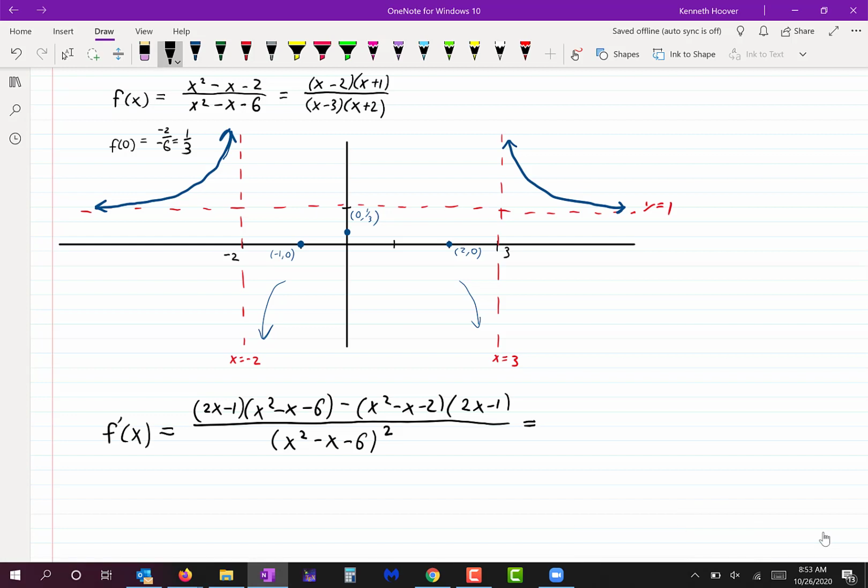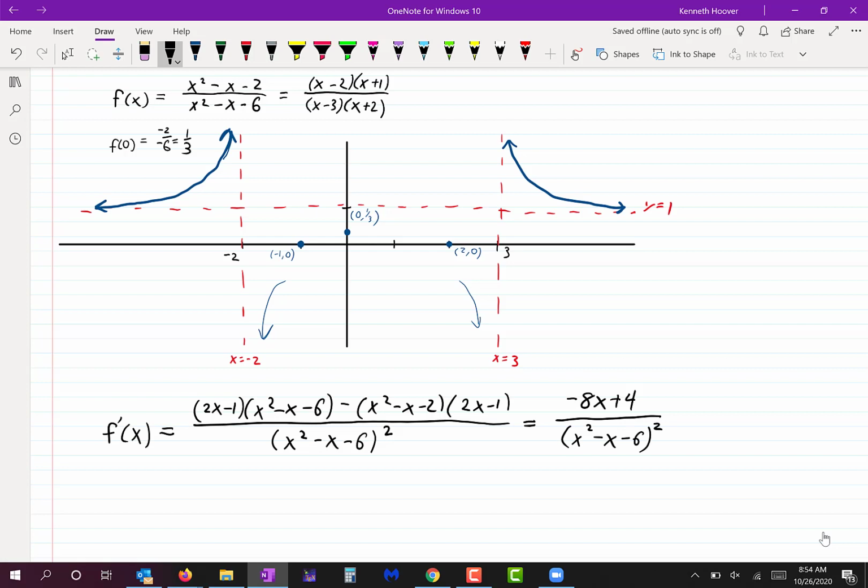And here's what we come out with. We come out with negative 8x plus 4 over, and on the bottom I'm just going to leave that like it is. It's not going to make any difference to me because I'll tell you why in a second.